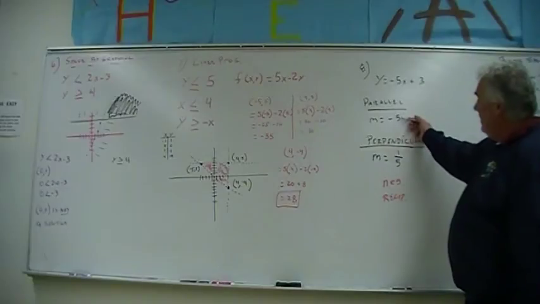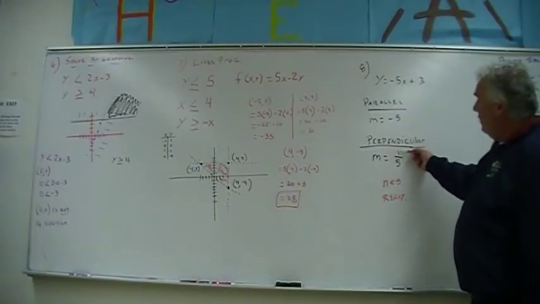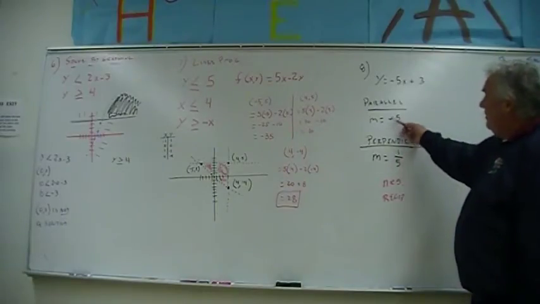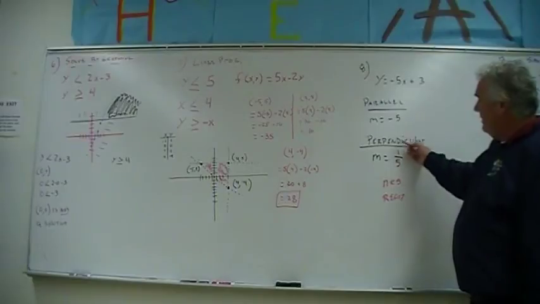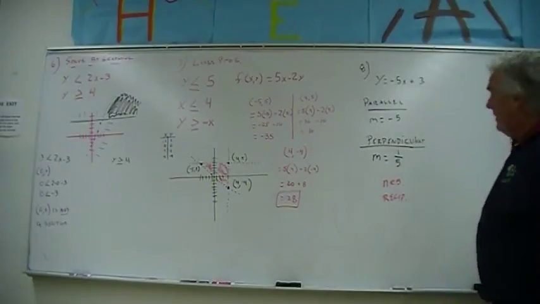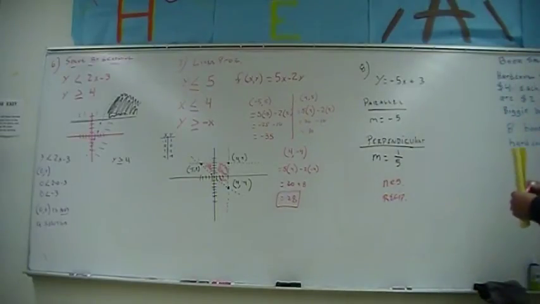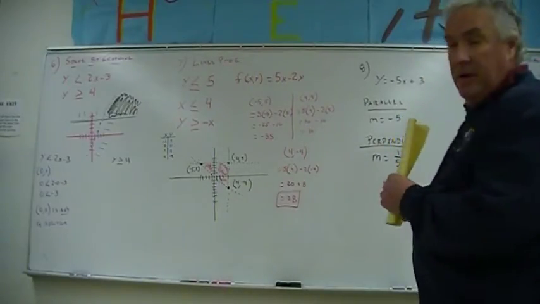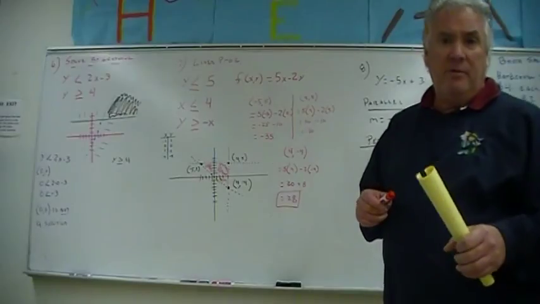So what's the reciprocal of 5? 1/5. And then what's the negative of negative? It's positive. So we change the negative to positive and find the reciprocal of 5. That would be the slope of that perpendicular line. Okay? So there's that one. I'm going to move the camera a little bit for the next problem.